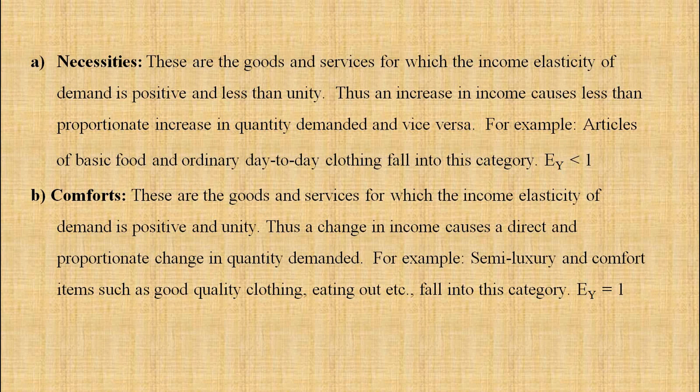Comforts. These are the goods and services for which the income elasticity of demand is positive and unity. So, change in income causes a direct and proportionate change in quantity demanded. For example, semi-luxury and comfort items such as good quality clothing, eating outside, etc. fall into this category, and income elasticity is equal to 1.